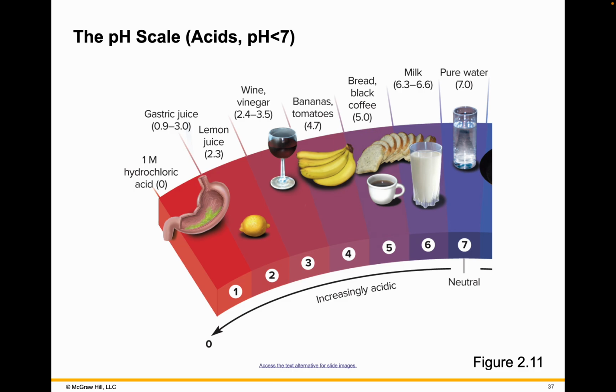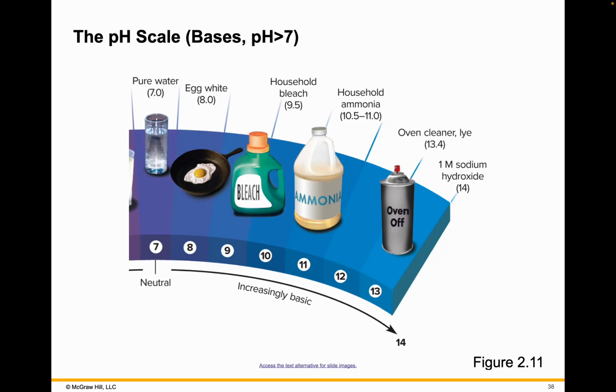So we have acidic substances from hydrochloric acid all the way up to pure water, which is 7. And on the other side, we have things like egg whites all the way up to oven cleaner, lye, sodium hydroxide.